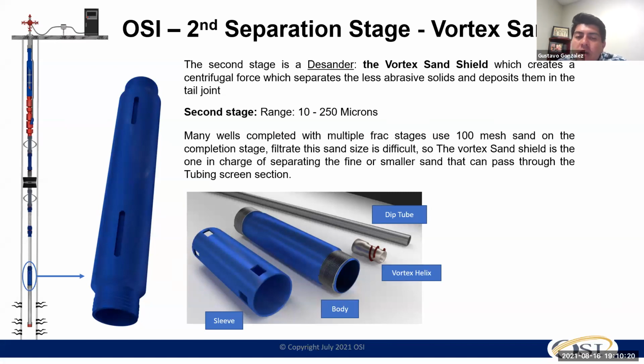The way this works is there are no moving parts. They have a spiral or helix that is connected at the bottom, and you have an inner tube that goes on the inside. So fluid goes through the sand screen and falls down, but when it passes through that spiral or helix, it creates enough delta P that you're creating a vortex effect.